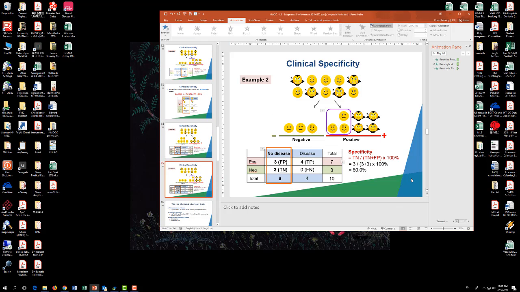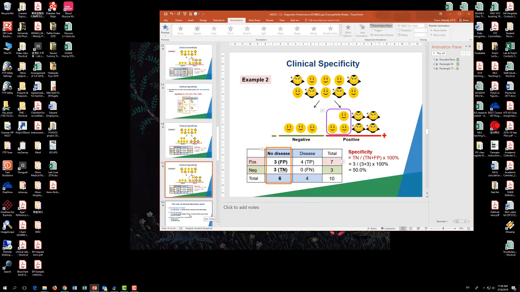In the second case, 3 of the healthy people were wrongly counted as positive. So that means there are 3 false positives in this test. The specificity of this test is now only 50%. It's not specific at all. But is it still a good test?